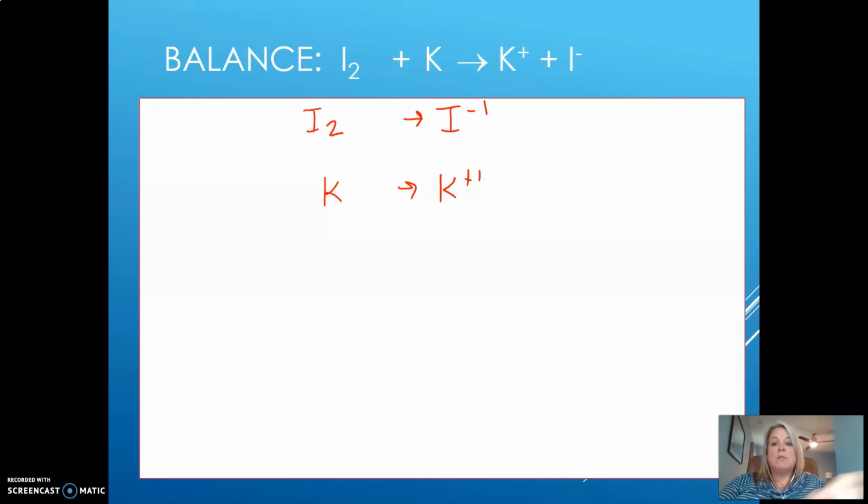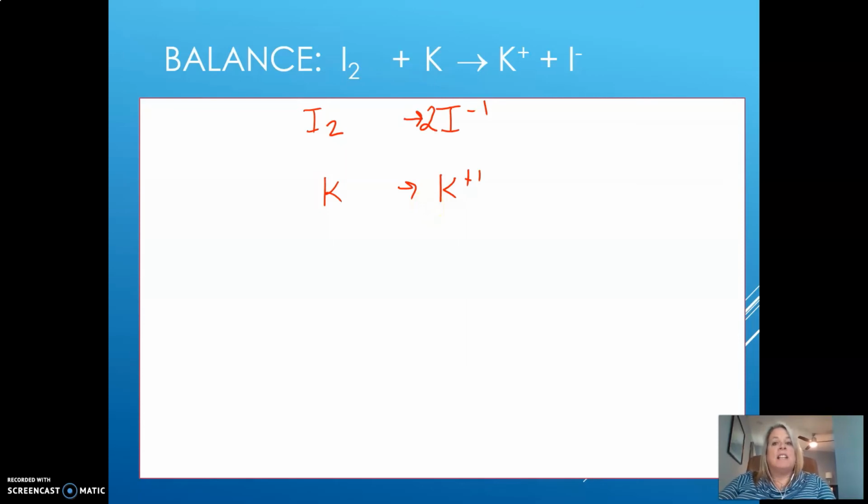Balance atoms. So in this one, you can see that iodine has a 2 here, and I only have 1 here. So that means I have to put the number in front. Don't try to put a subscript on. You can only put the coefficient. So now that's balanced. And here for potassium, one of each looks good.